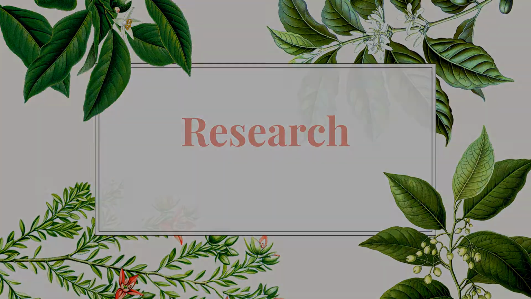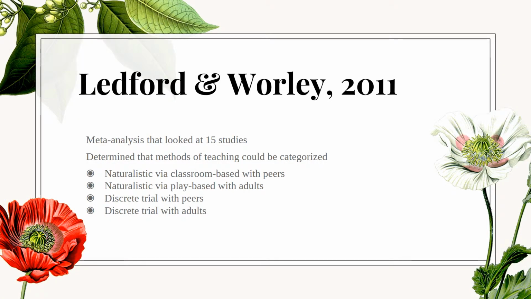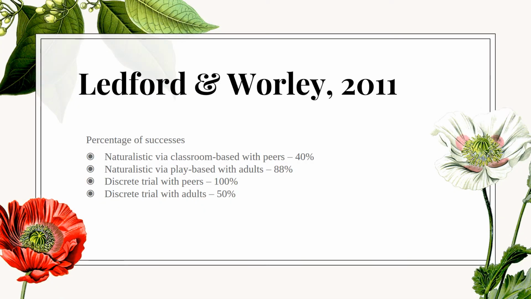So, some research. Ledford and Worley in 2011 performed a meta-analysis that looked at 15 studies. They determined that all of these articles could be placed into 4 categories of methods: naturalistic via classroom and play-based, and then discrete trial training with peers and adults. All 4 types of methods had percentages of success. However, as you can see, the classroom-based tend to have a lower percentage, as well as the discrete trial with adults.